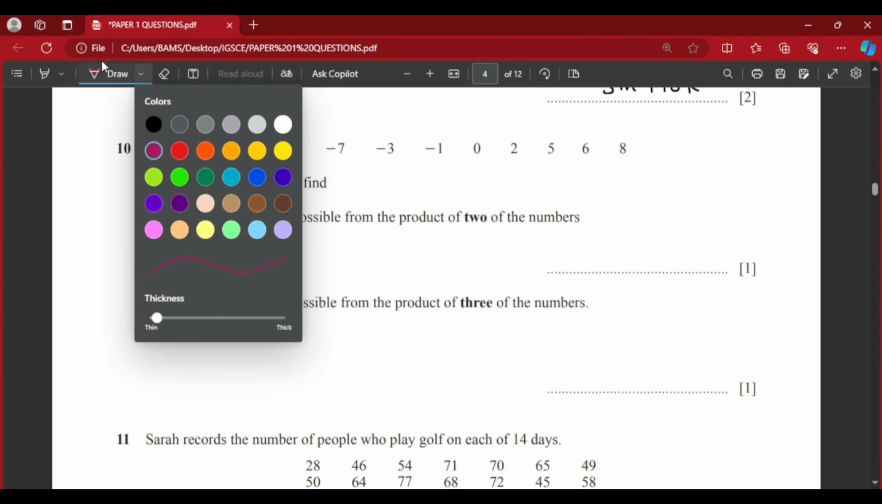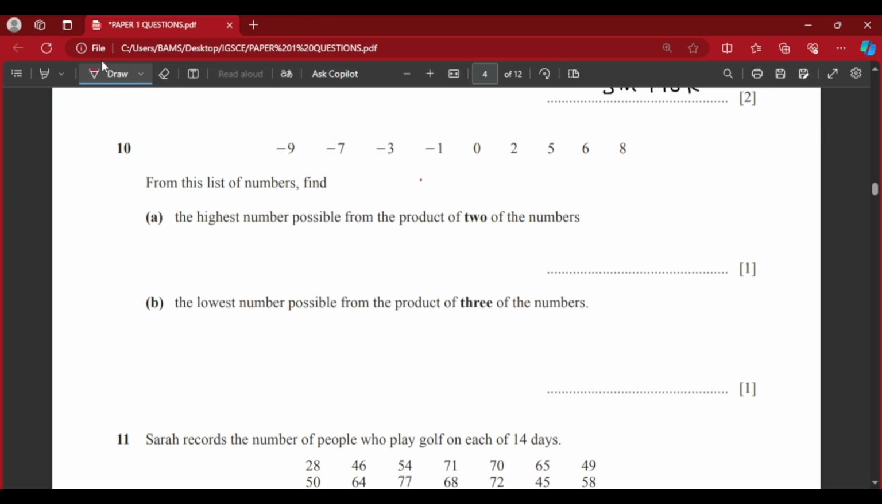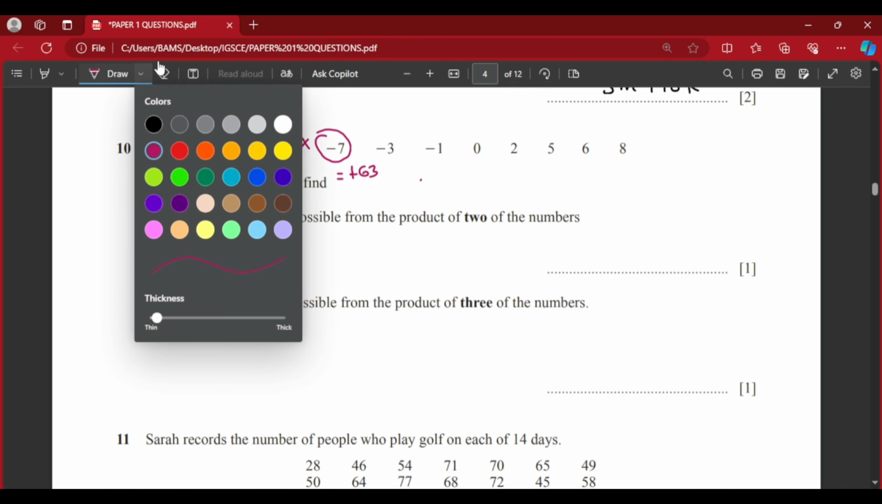negative also, because normally if I should take minus 9 and I multiply it with minus 7, it's going to give me a plus, right? A plus 63, and there is no other multiplication that will give us something like that. So the highest number from the product of 2 will be 63, right? So that will be 63.